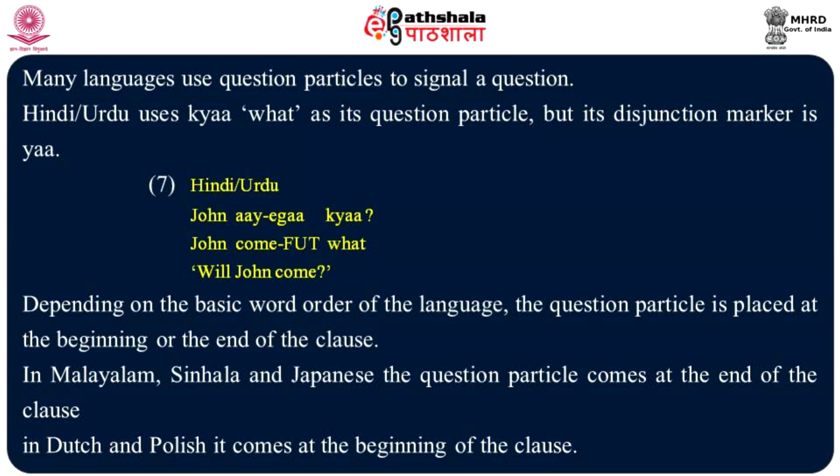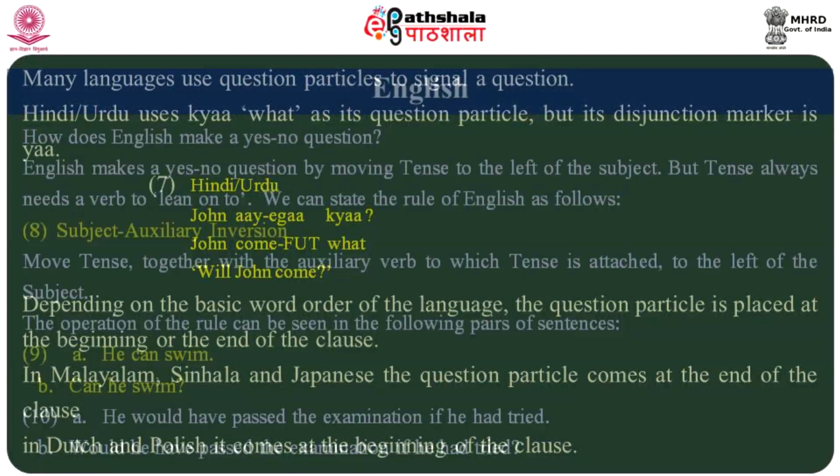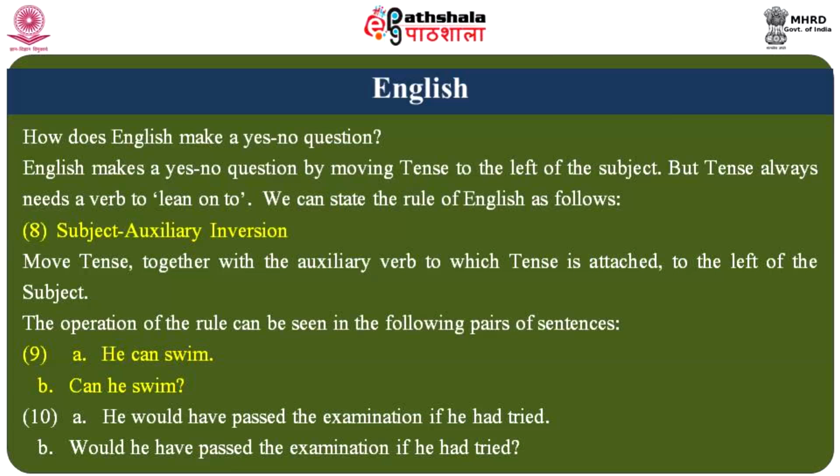Depending on the basic word order of the language, the question particle is placed at the beginning or the end of the clause. Thus in Malayalam, Sinhala and Japanese, the question particle comes at the end of the clause, and in Dutch and Polish, it comes at the beginning of the clause. Let's take a look at English. English, of course, does not use a question particle to signal a yes-no question.